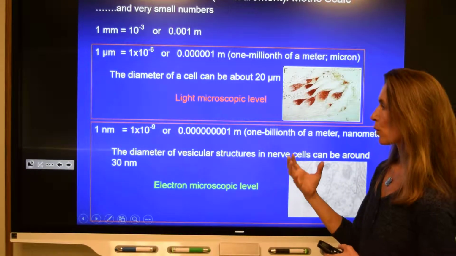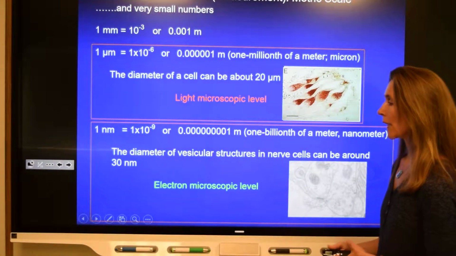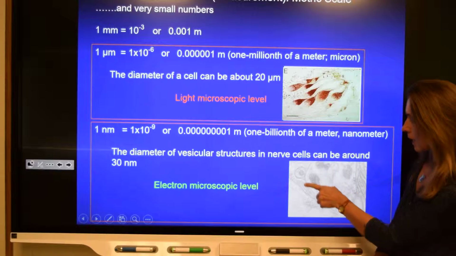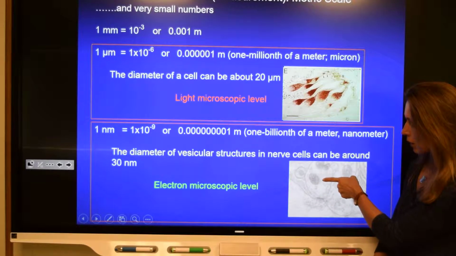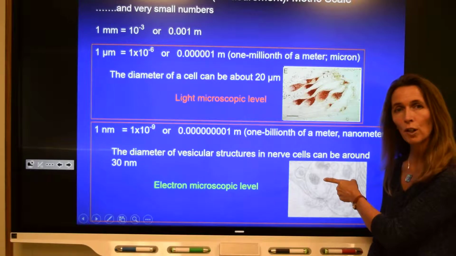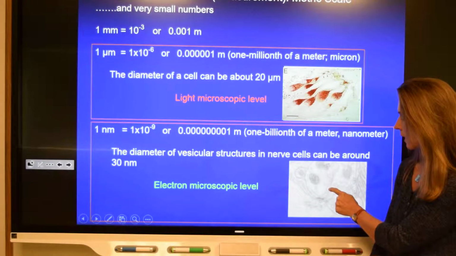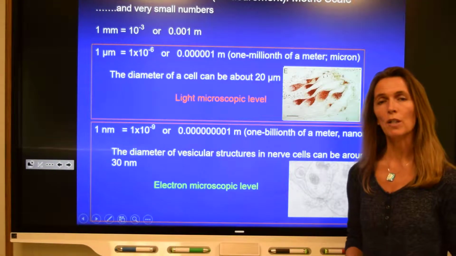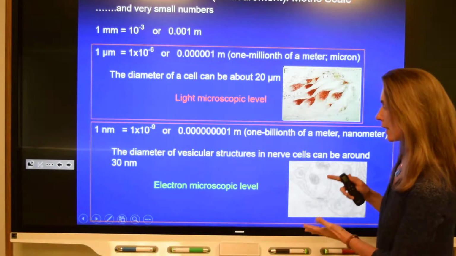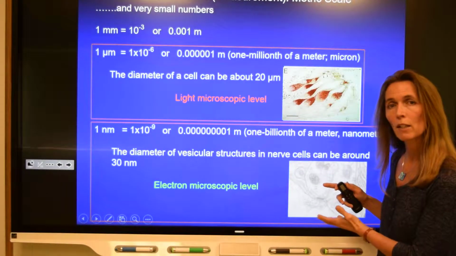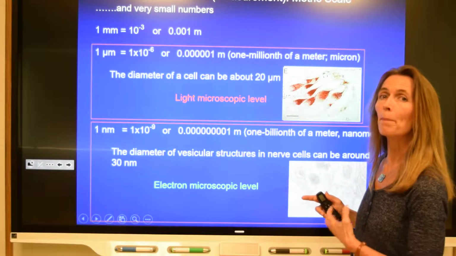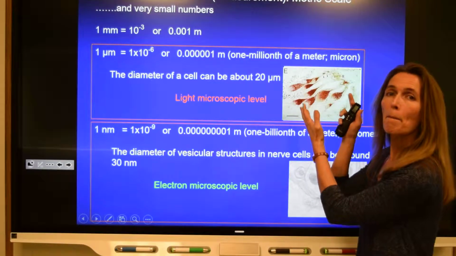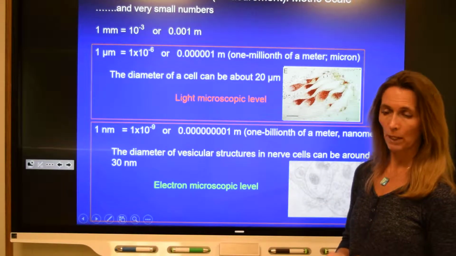And so when do we work with nanometers? When we look at electron microscopic structures. So in this case here we see a synapse, and in the synapse we see a mitochondrion here, the cross-section of the mitochondrion. And here we see individual synaptic vesicles. And these would be about 20 or 30 nanometers in diameter. So if we look at an electron micrograph, we usually look at nanometers or a billionth of a meter. If we look at light microscopic structures, we are looking at micrometers or a millionth of a meter.